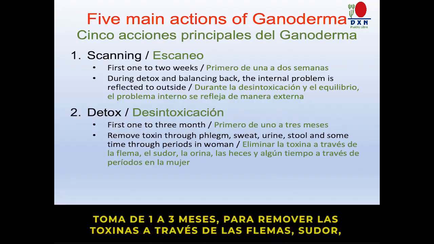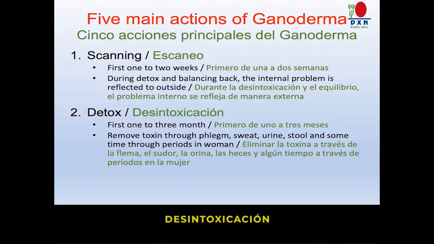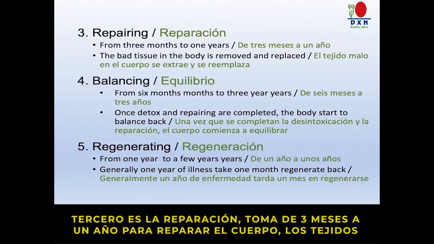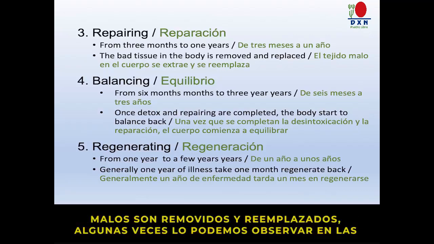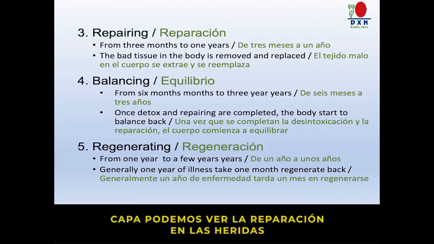Secondly is detox. This detox takes about 1 to 3 months. It will remove toxins through sweat, urine, stool, and sometimes through the periods in women also. This is the detox. Third comes the repairing. It takes about 3 months to 1 year to repair the body. The bad tissue in the body is removed and replaced. Sometimes you can see an open wound that is blackish in color. After taking it, it turns reddish, and all the bad blood comes out, and slowly, layer by layer, you can actually see the repairing in the open wounds.